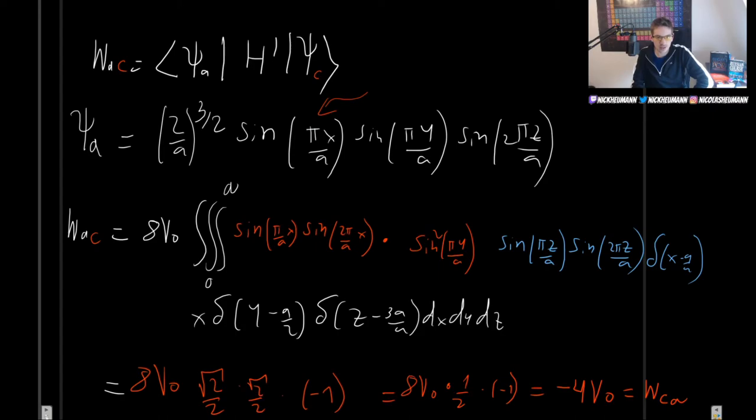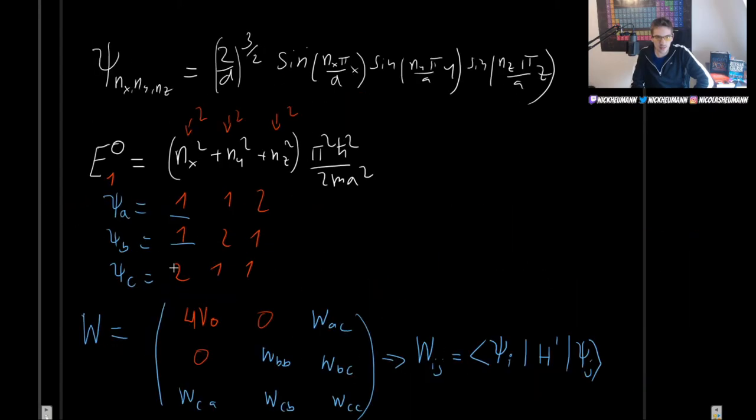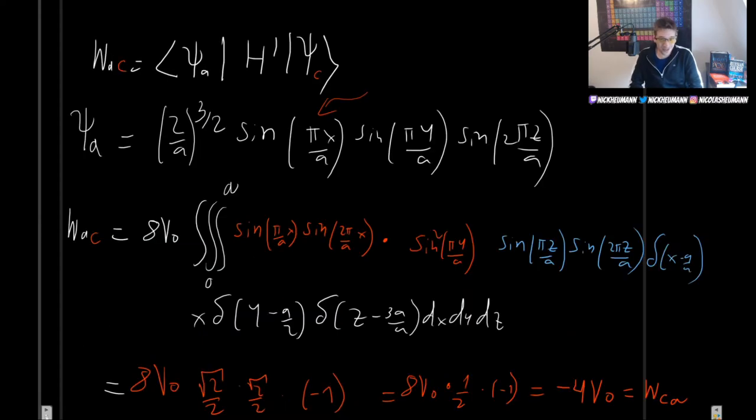So now let's plug it into our little matrix here, WCA and WAC. So it's minus 4v0 and minus 4v0. Okay, so we still need to take a look at the WBB, WBC, and WCC. Of course, this one's going to be the same. So let's go for it.